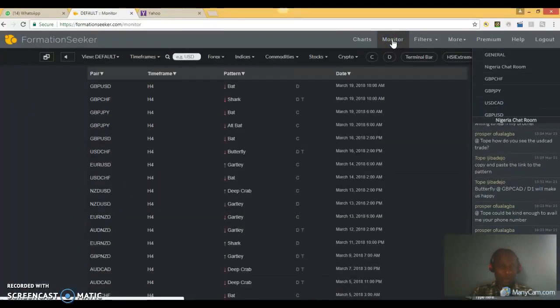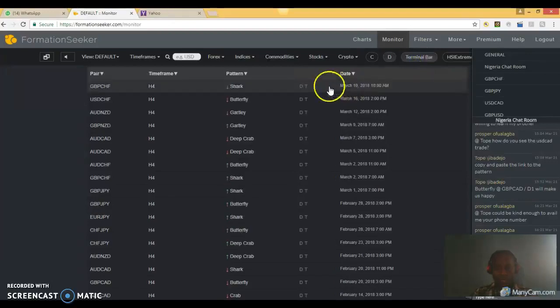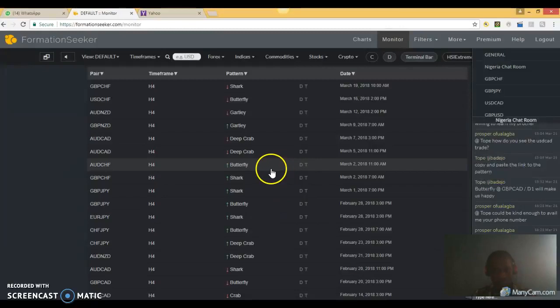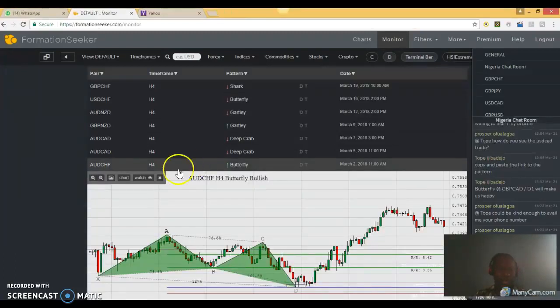Let's go back to our monitor, and then let's see. I told you we're looking at trades with terminal bar only, so let me click on terminal bar. You can see immediately I click on terminal bar, we have the DT. So the next trade that came out was still on that same second day of March, and this time around we have the AUD chef, and it's a butterfly pattern. Now let's click to see what happened.